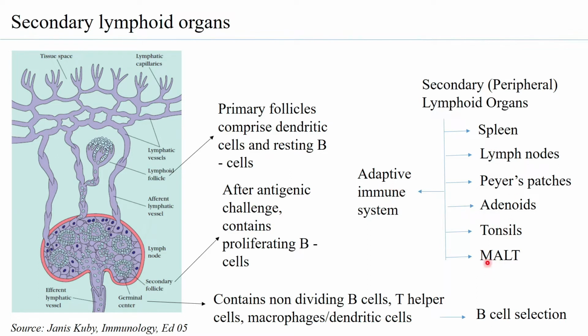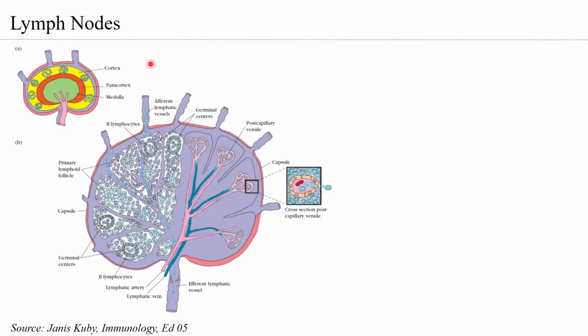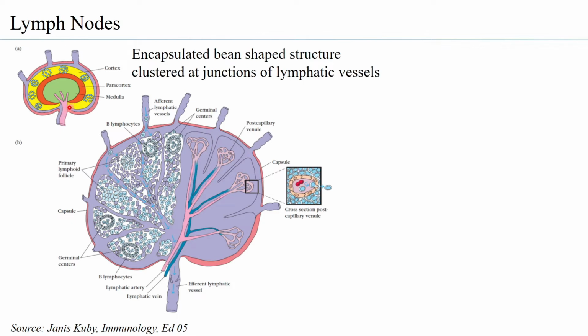So let us now look at these different secondary lymphoid organs and understand what they are doing. Before going into that, it is important to know that the spleen and lymph nodes are the most well defined secondary lymphoid organs of all the others. We first begin with lymph nodes. The lymph nodes have a structure that looks like an encapsulated, bean shaped structure, something like the kidney as well, and they occur in clusters or at junctions of lymphatic vessels.